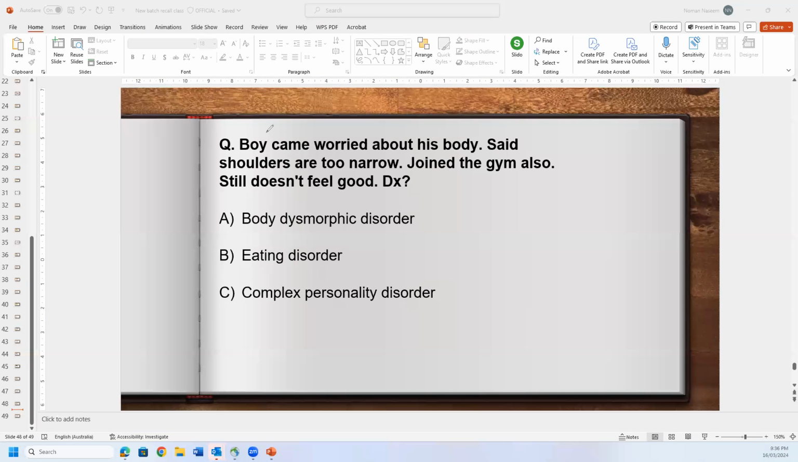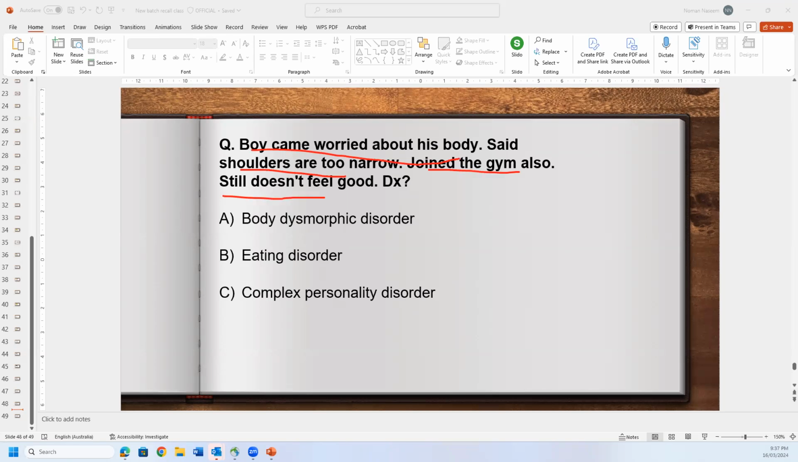Next question. I don't think there is anything to explain in that question. It's quite self-explanatory. A boy came worried about his body, said shoulders are too narrow, joined the gym also, still does not feel good about himself. So we all know this is a body dysmorphic disorder.